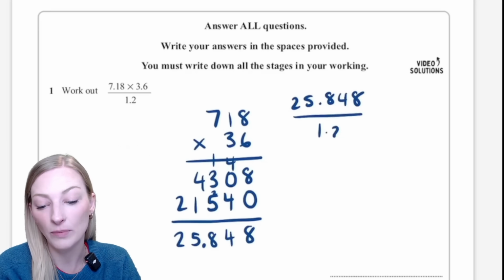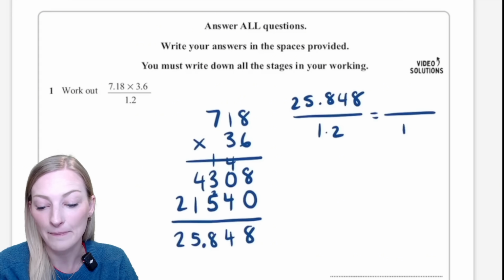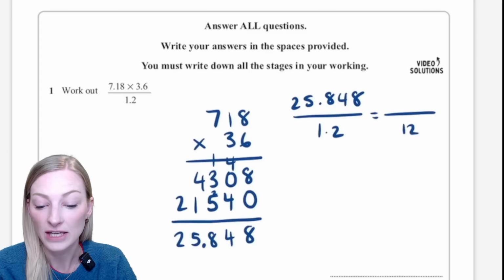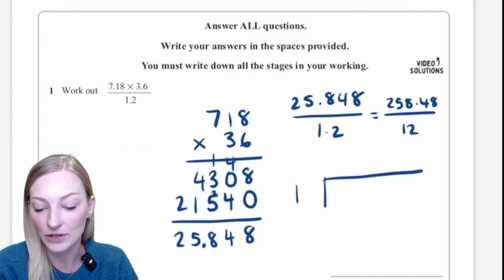And to divide by 1.2 is a little bit tricky. So what I always do is write it as a fraction and make that denominator 12. So this is going to be 258.48 divided by 12. And now we can use our bus stop method.